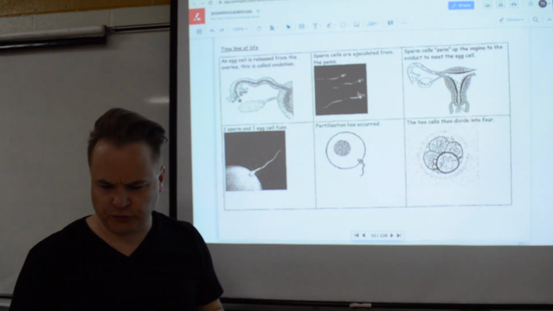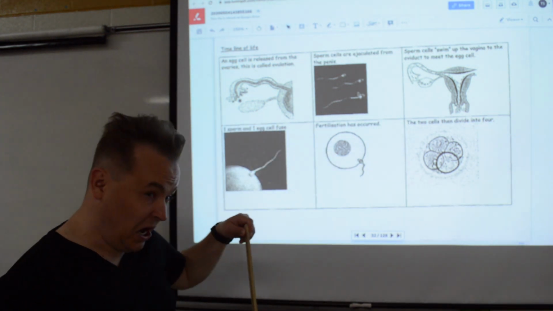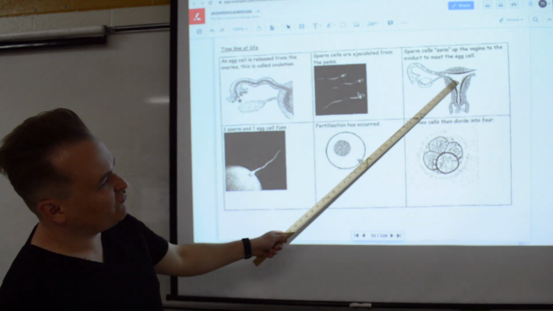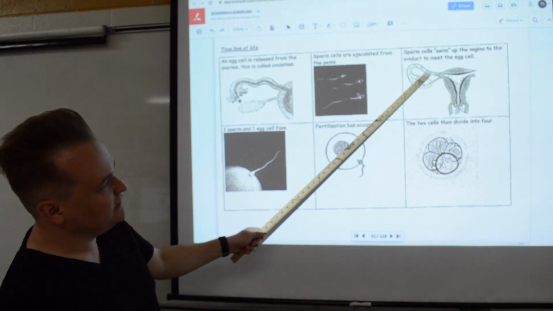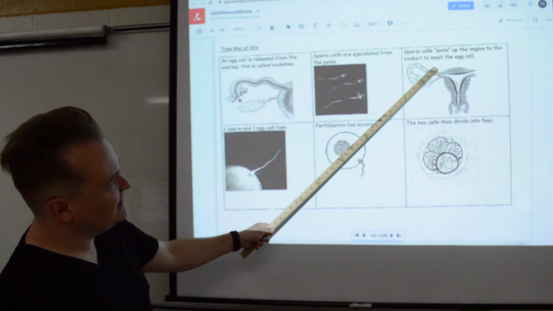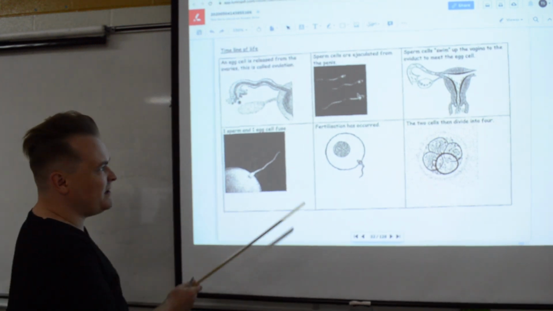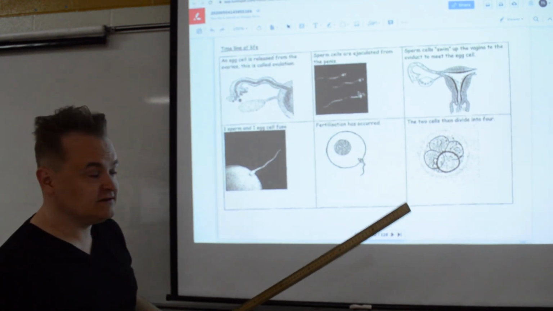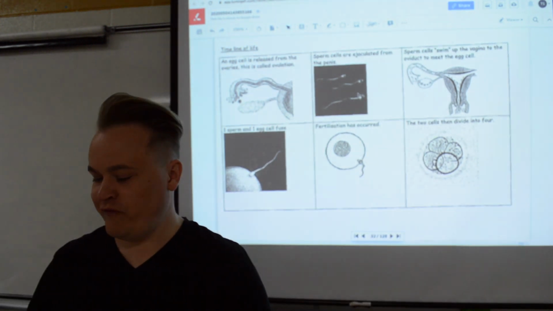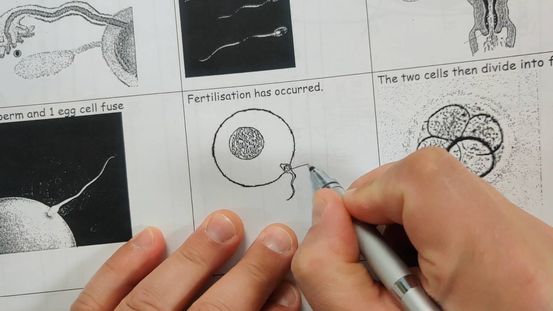So a lot to go through there, but basically, let's see if I have a meter stick here. Yes, I do. Ooh, that was loud. So the sperm travels up the fallopian tube while the egg is traveling down the fallopian tube, and they meet here. So if they meet, let's go to the next slide. The sperm and the egg fuse. Fertilization has occurred.